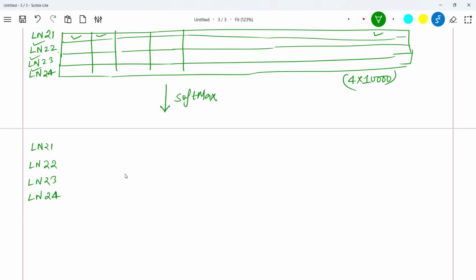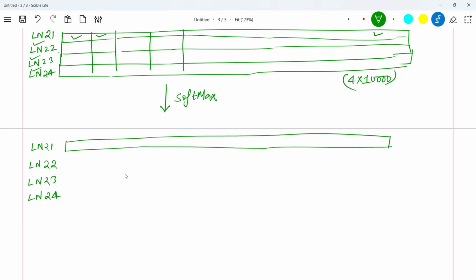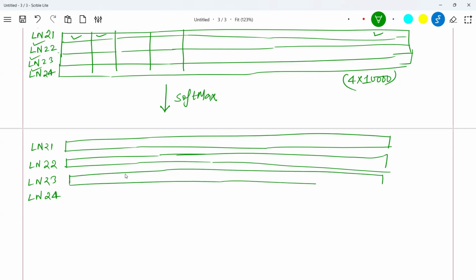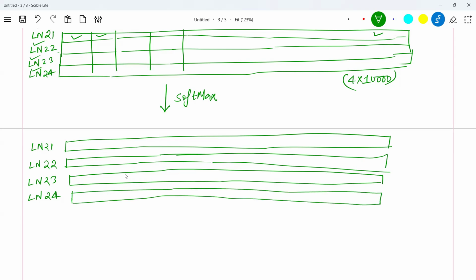If you apply softmax on this, what you are going to get is 10,000 probabilities here. How many probabilities? 10,000 probabilities for all the tokens. And whichever is the highest probability, that is the prediction for that particular token. So how many numbers do you have in front of you?